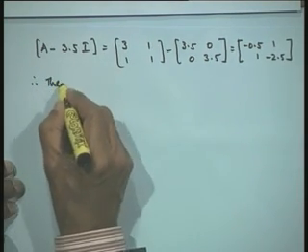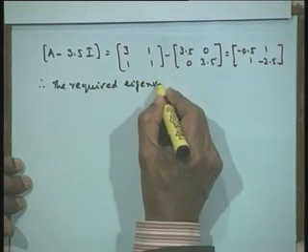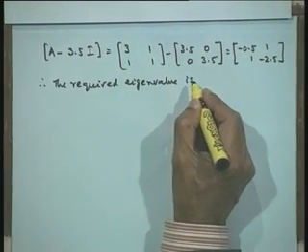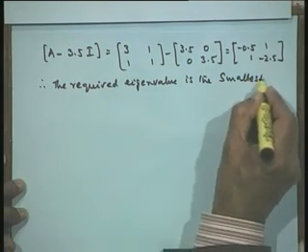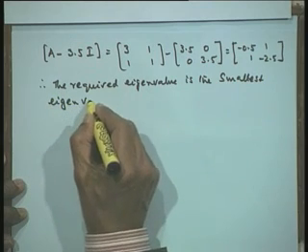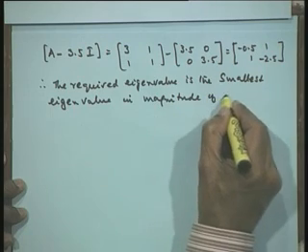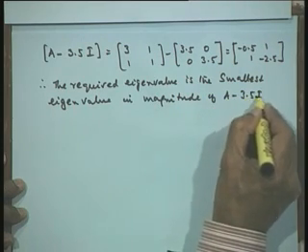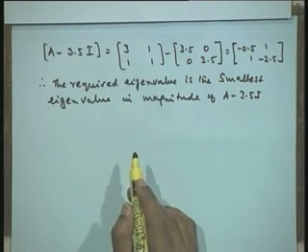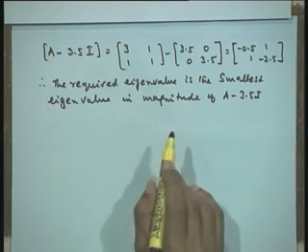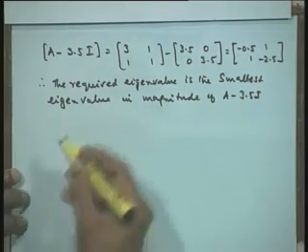Therefore, the required eigenvalue is the smallest eigenvalue in magnitude of A minus 3.5 I. Therefore, I can find the inverse of this, then go through the previous example that we have done, find the eigenvalue, and finally, you can test whether the eigenvalue has the same sign. So, I will give you the last step.